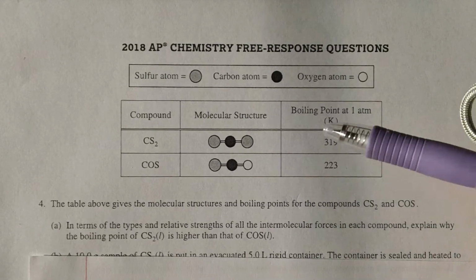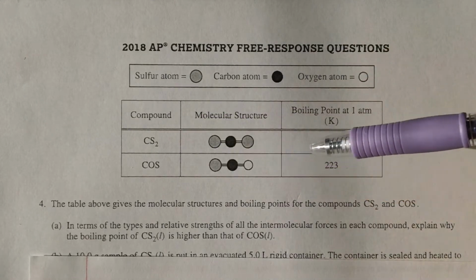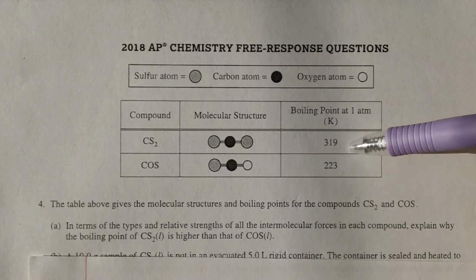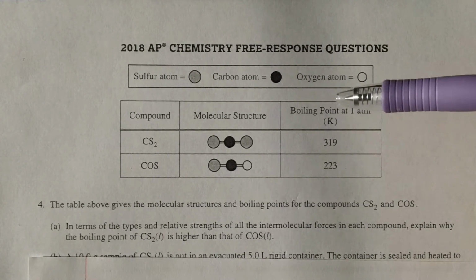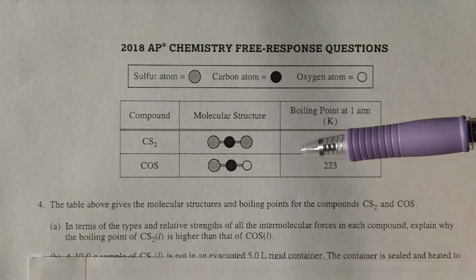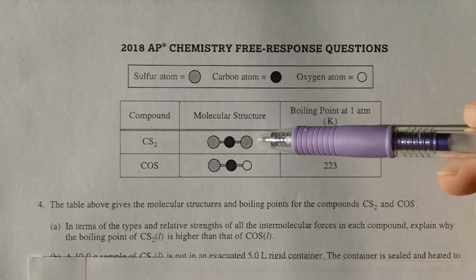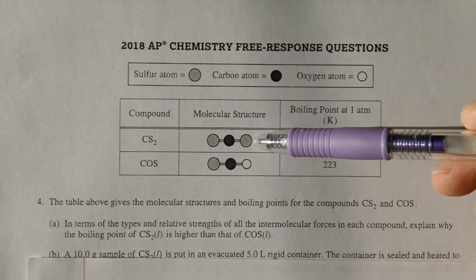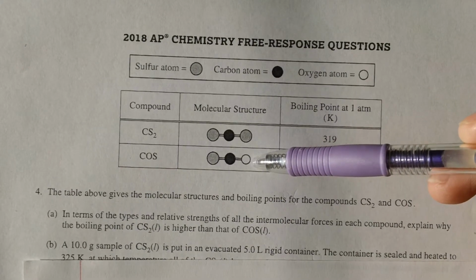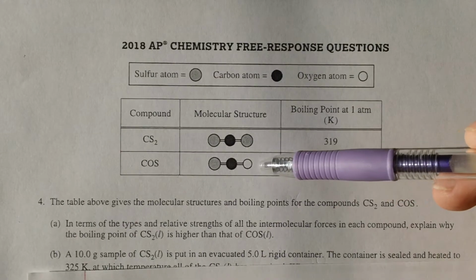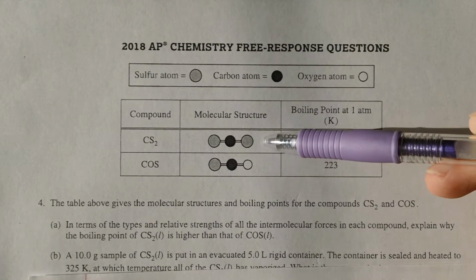Not too terribly difficult. You've got two compounds, CS2 and COS, and they give you boiling points. Boiling points scream intermolecular forces, right? The stronger the intermolecular forces, the higher the boiling point. They did this a couple years before this, where this guy has stronger intermolecular forces, but all he has is dispersion force. That's a non-polar molecule. This COS is a polar molecule, so it has dispersion forces and dipole forces. But the combination of those two is weaker than just the dispersion forces.